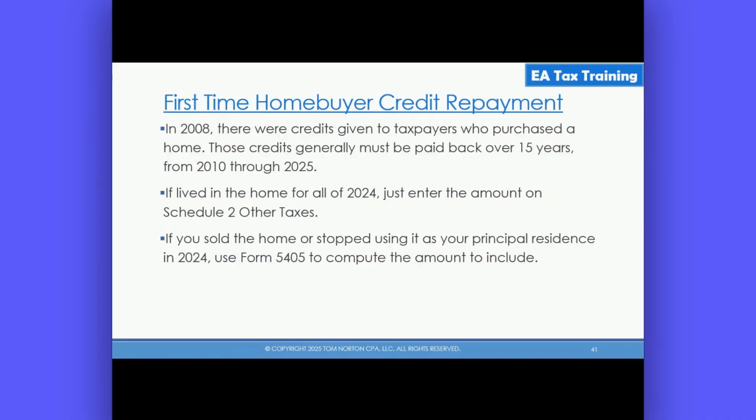First-time home buyer credit repayment. So back in 2008, during the housing crisis, there was a credit given to people who bought a home. It was to encourage people to buy homes. However, it's a credit that they actually had to pay back. So they got the credit in 2008, but then they have to pay the credit back from 2010 through 2025. So for 2024, you could still have people who are paying this back. If they do so, they use this Form 5405 and they report that as an other tax.